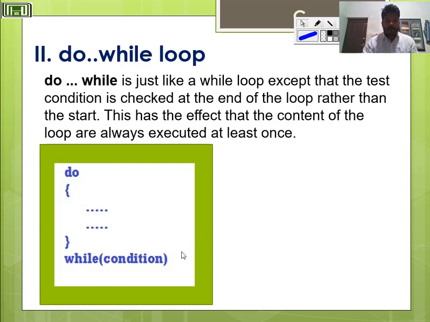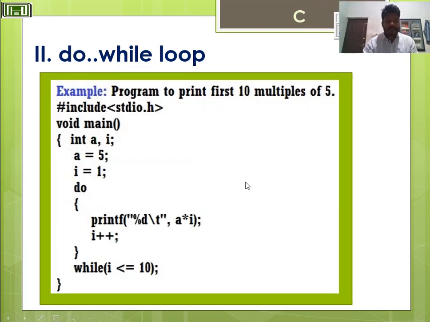Now moving to the example, a do while loop program to print the first 10 multiples of 5. #include <stdio.h>, the header file. Then inside main function we have two variables a and i, a for the 5 term, then i for the first 10 numbers, that is initialized to 1.